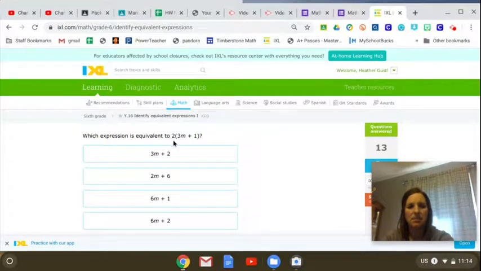Let's take a look at this one. 2 times 3m is 6m. 2 times 1 is 2. So 6m plus 2.